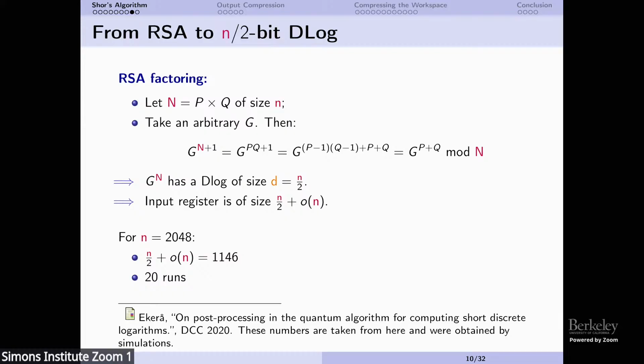This is an example. You have different possible trade-offs, and you would need 20 runs of the algorithm with such a trade-off. So these are numbers that Martin Ekera computed because you can simulate all of these algorithms and check if it allows you to factor. Okay, so that was practically the partial Shor algorithm.